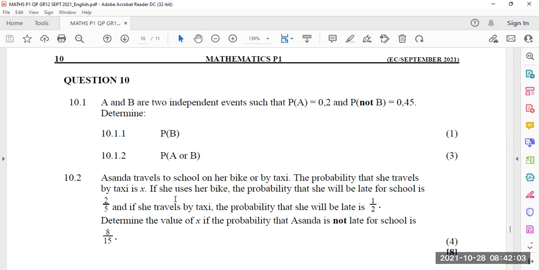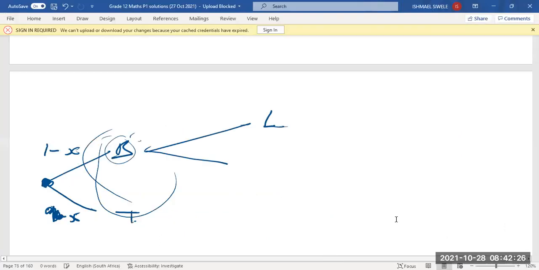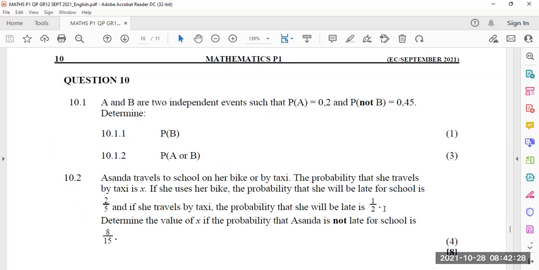Now, if she uses her bike, the probability that she will be late for school is 2/5. Okay. This is the conditional probability. She used the bike, right? This is her using the bike. If she uses a bike, they're talking about the probability of her being late, right? She becomes late if she has used the bike. And what is the probability of her becoming late when she used the bike?